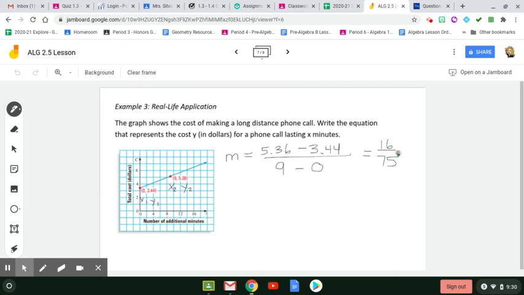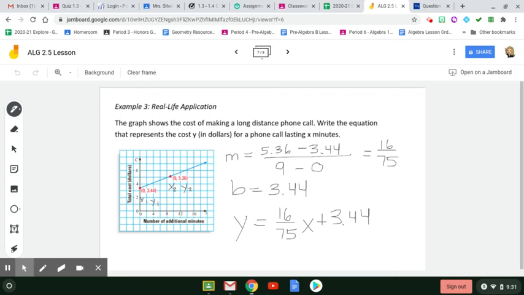Now we want to look on our graph to see if our y-intercept is given to us. Whew, it is. It's given to us as 3.44. Now let's write our equation. So it's y equals 16 over 75x plus 3.44. And if we think about what that actually means, it means that you start out with a cost in dollars of $3.44.